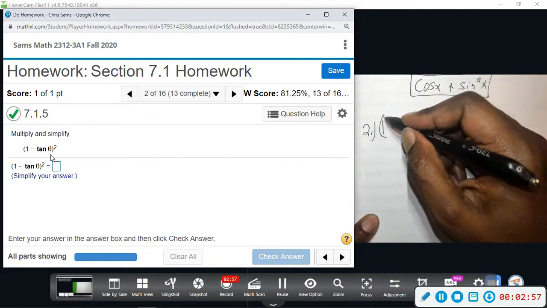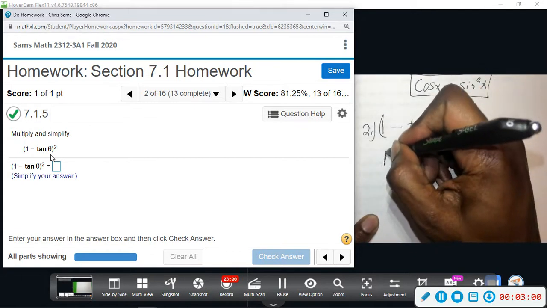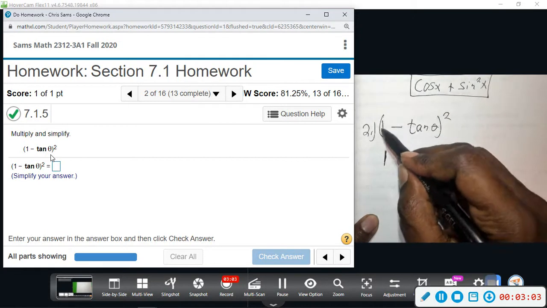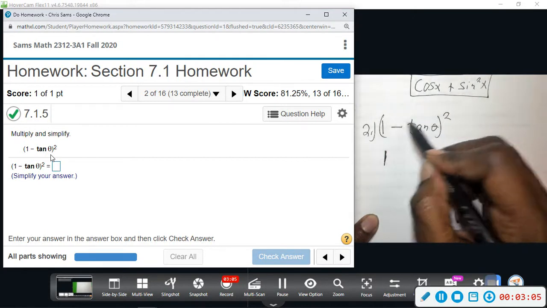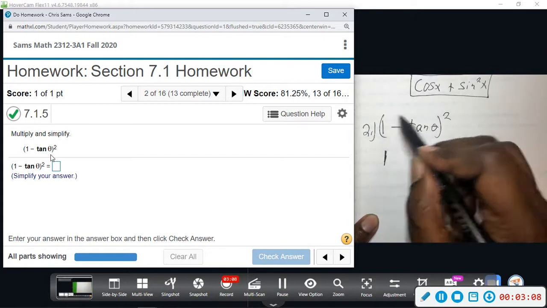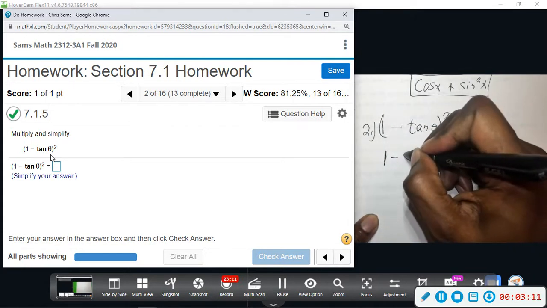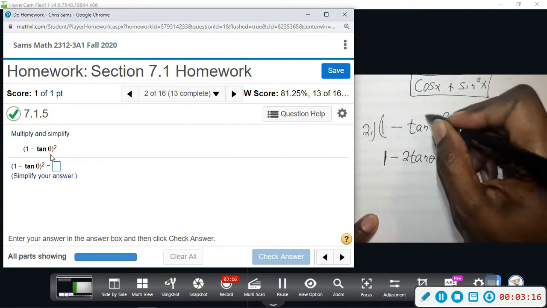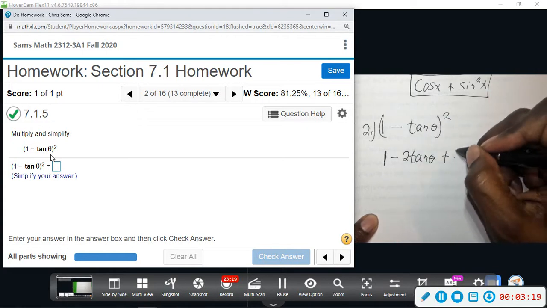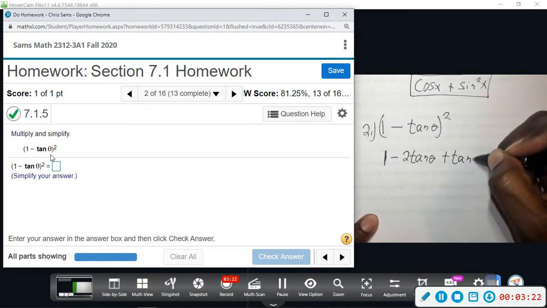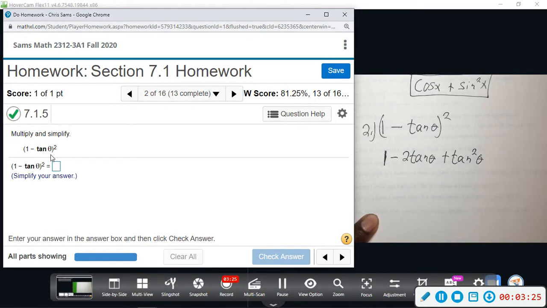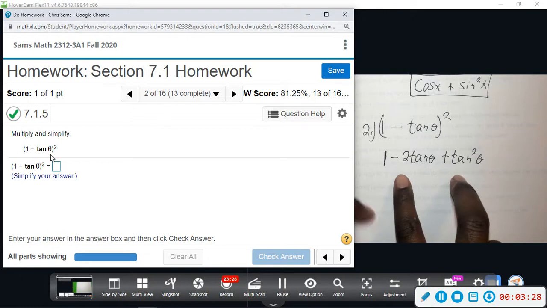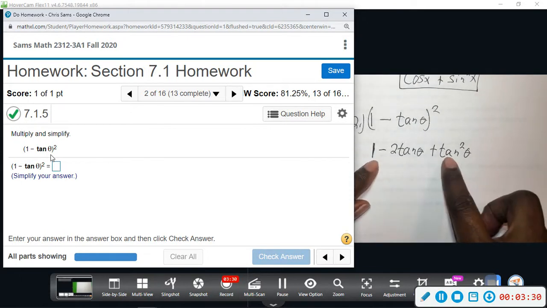So we're going to do 1 squared gives us 1, and then 1 times negative tangent will give us a negative tangent, but we have to double because it's going to be 2 terms. So minus 2 tan theta, and then you square the last term, so it'll be plus tan squared theta. What we can simplify is the positive 1 and tangent squared.